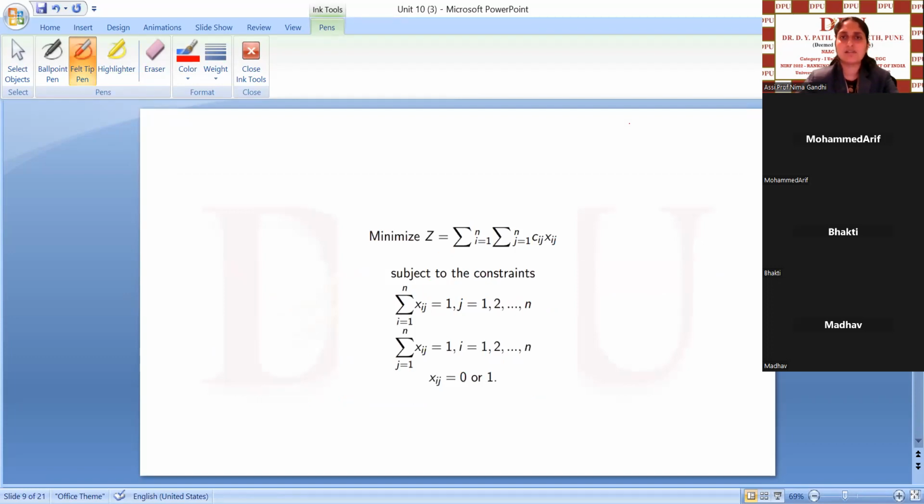So you're maximizing the profit or minimizing the cost, subject to constraints. Here this is a minimizing function because Cij is the cost, so you want to minimize the cost. Subject to the constraints, if you're assigning that particular job j to i, you say it is 1, and if you're not assigning it, you say it is 0.